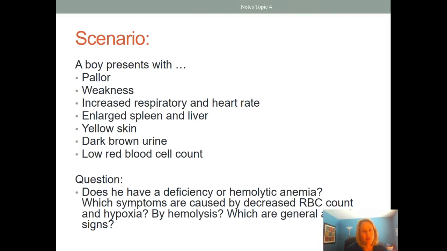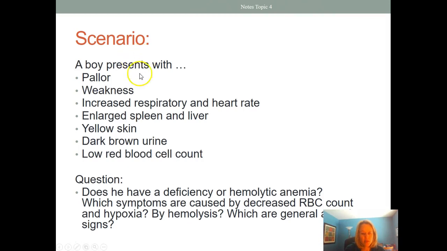Okay, a scenario. A boy presents with pallor, weakness, increased respiratory and heart rate, enlarged spleen and liver, yellow skin, dark brown urine, and a low red blood cell count. So first question, does he have a deficiency or a hemolytic anemia? Okay, if we look at this, we see that he has enlarged spleen and liver, yellow skin, dark brown urine. So that's going to suggest, because he has jaundice, a hemolytic anemia.